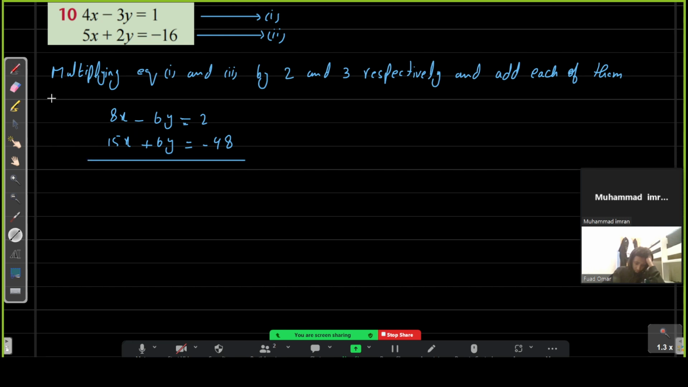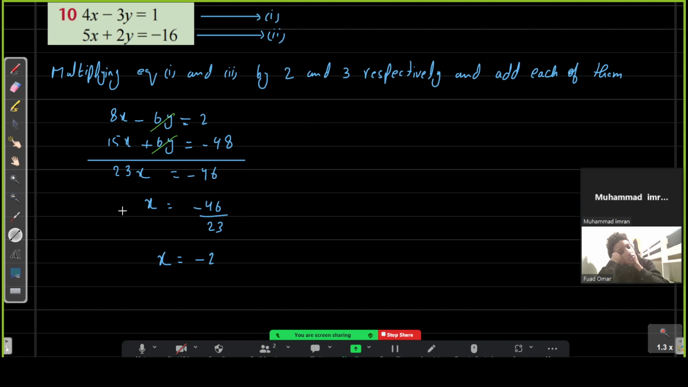And we are going to add them. So we can easily see minus 6y will be cancelled out with plus 6y, and 8 plus 15 is equal to 23, is equal to minus 48 plus 2 is equal to minus 46. So x is equal to minus 46 divided by 23. So it is equal to x is equal to minus 2. So we can put the value of x is equal to minus 2 in equation number 1 or equation number 2, any of the equations.